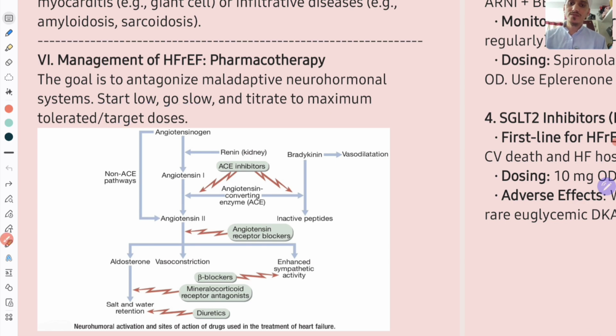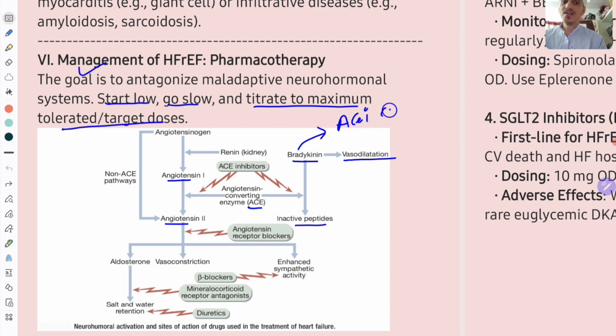So here you can see, I can't zoom it in furthermore. See, renin will convert angiotensinogen to angiotensin 1, that is converted to angiotensin 2 by ACE, which is present in lungs. On one side ACE converts angiotensin 1 to angiotensin 2, on another side it breaks down bradykinin to inactive peptides. This bradykinin causes vasodilation, and this bradykinin is responsible for ACE inhibitor cough also. So that is one thing that is going to happen.